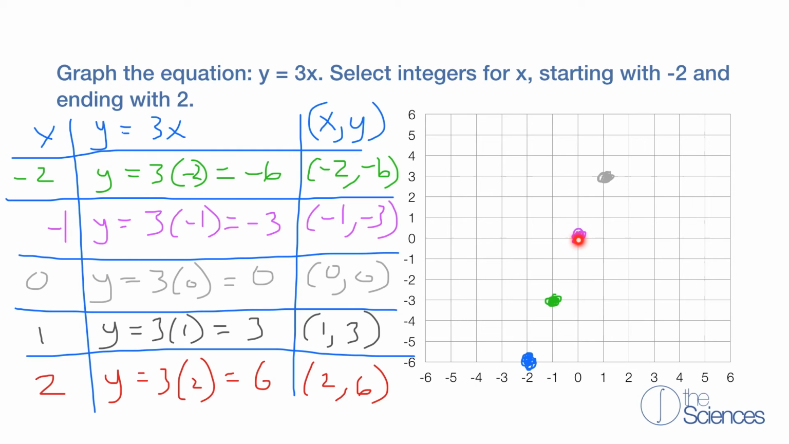Now our fifth point, our last point, is 2, 6. So it's 2 units to the right and 6 units up. So here's our fifth point. Now to graph it, we're going to connect the points with a smooth curve or line. So all we're going to do is draw a line through our points. So that's the graph of y equals 3x.